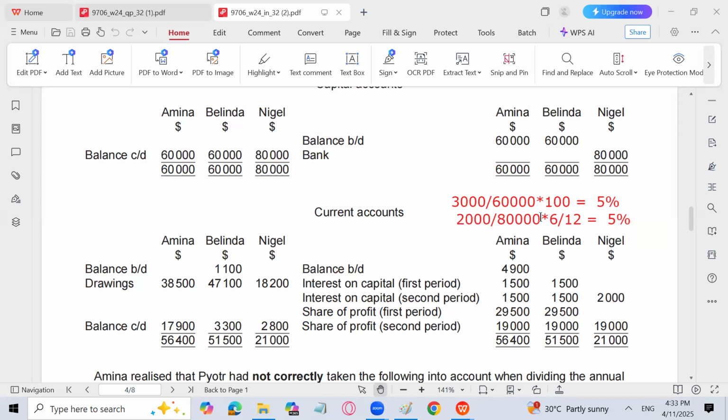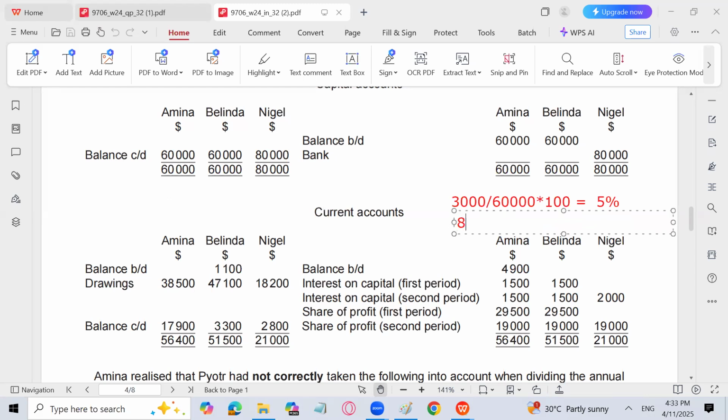So 5% is the interest on capital for Amna and Belinda, and 5% for the interest on capital for Nigel. Let me calculate it in a different manner.